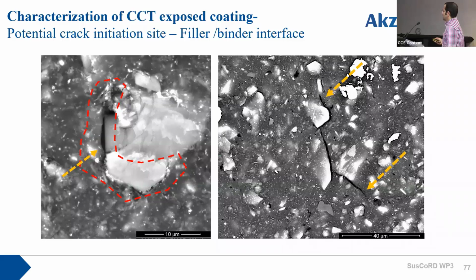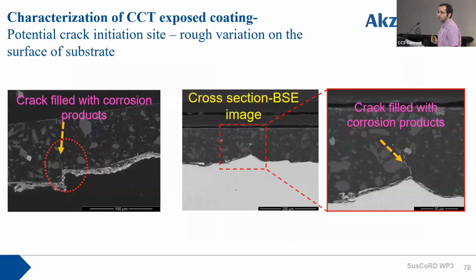The other example of a preferential site for crack initiation and development can be at the substrate, when we have a rogue peak or significant substrate variations.